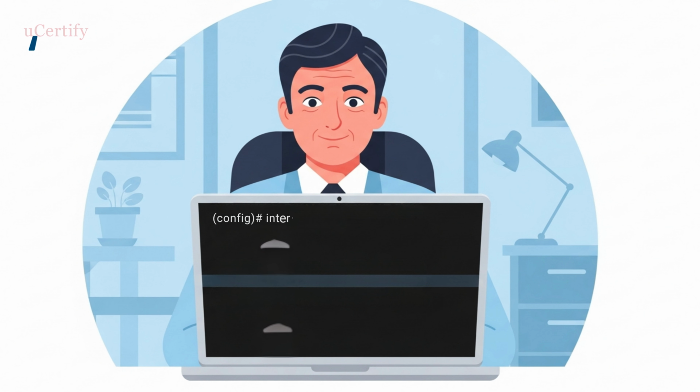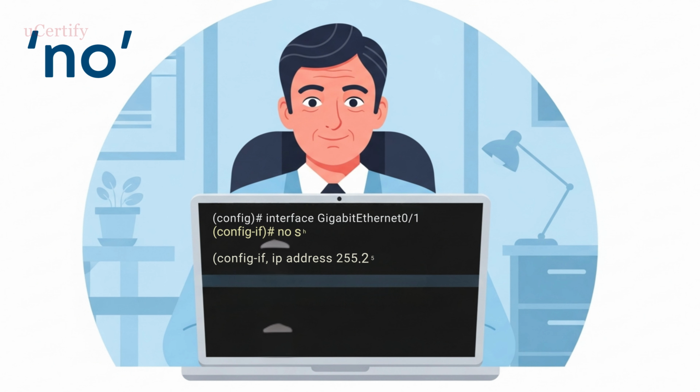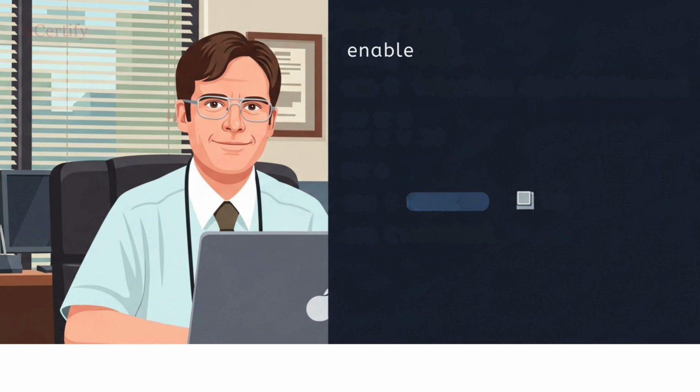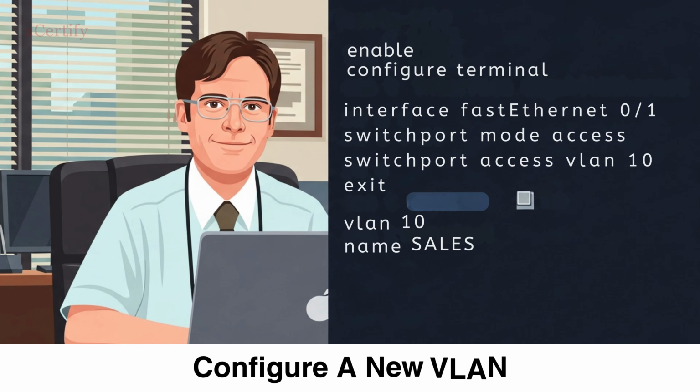Use the No form of a command to remove a configuration setting and the Default form to reset it to its original state. This allows you to easily undo changes and revert to a known working configuration. Imagine you need to configure a new VLAN on a Cisco switch. Using command abbreviations, tab autocompletion, and history speeds up VLAN configuration, reduces effort, and minimizes errors.